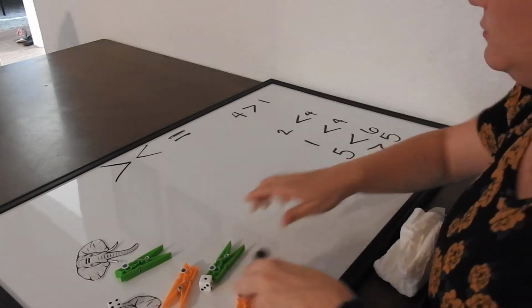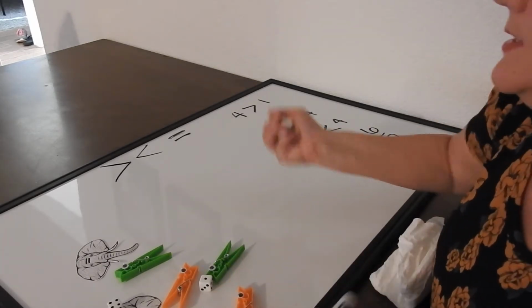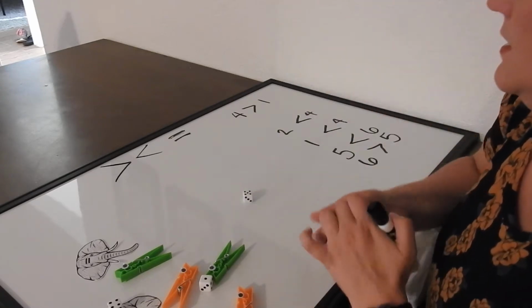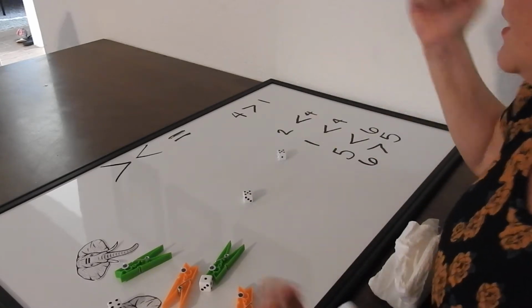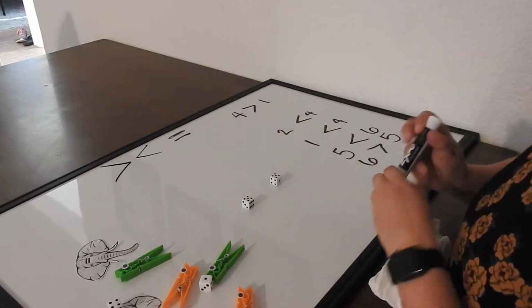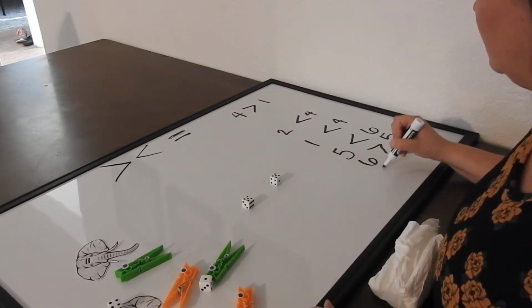We didn't get any equals to though. Let's try one more time to see if we can feed this elephant. A 5 and a 5! I did it! Okay, so these 2 numbers are the same.